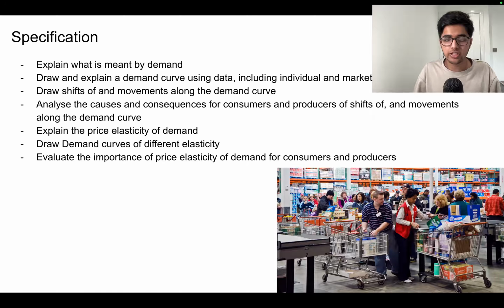Analyze the causes and consequences for consumers and producers of shifts of and movements along the demand curve. Explain the price elasticity of demand. Draw demand curves of different elasticity, and evaluate the importance of price elasticity of demand to consumers and producers. The specification points with analyze and evaluate are the two 6 markers they can ask you, and be careful because this is one of the most common topics that are tested in the exam.